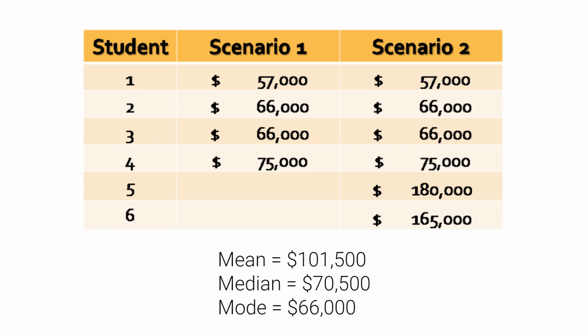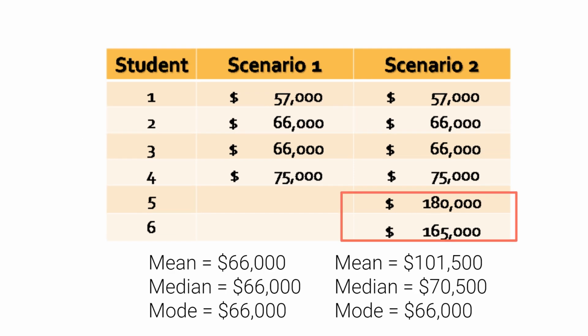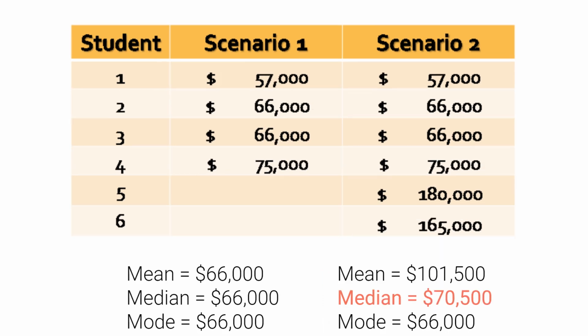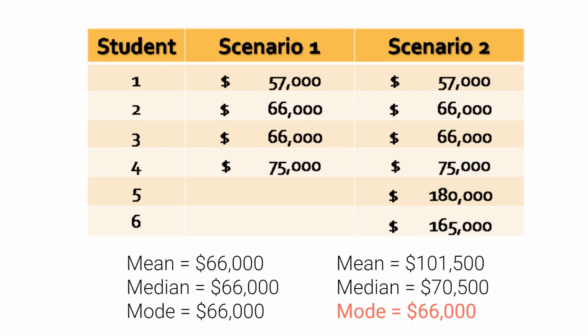Let's compare both sets of averages from Scenario 1 and Scenario 2. Here you can see that the addition of students 5 and 6 had a large impact on the mean, only a little impact on the median, and virtually no impact on the mode.